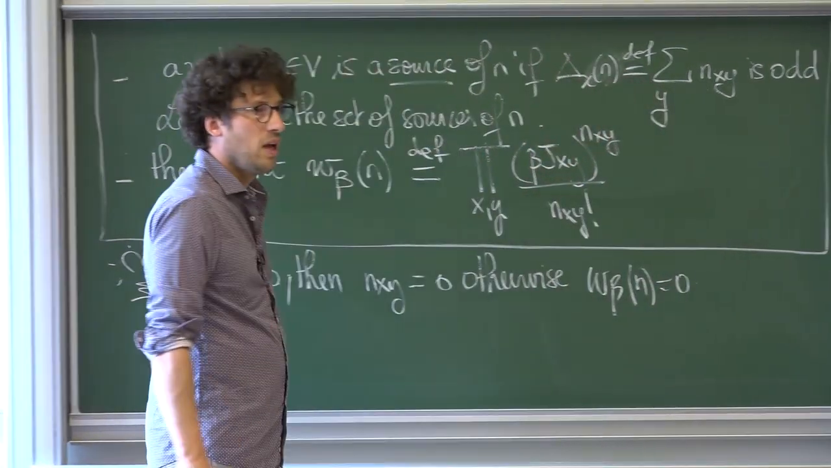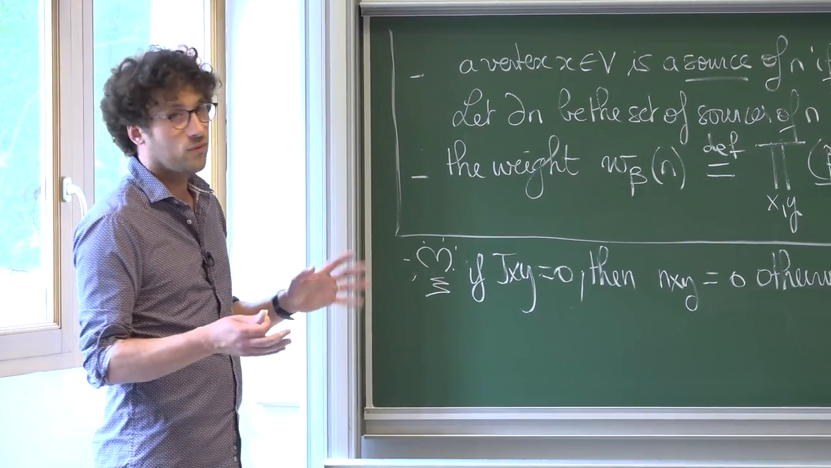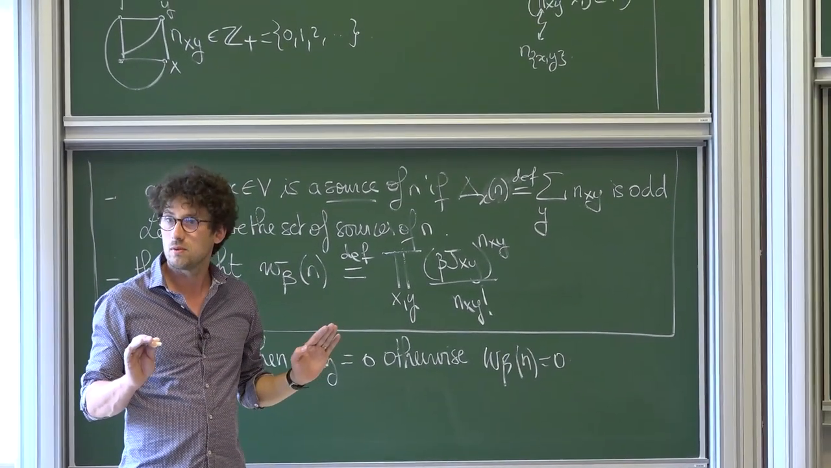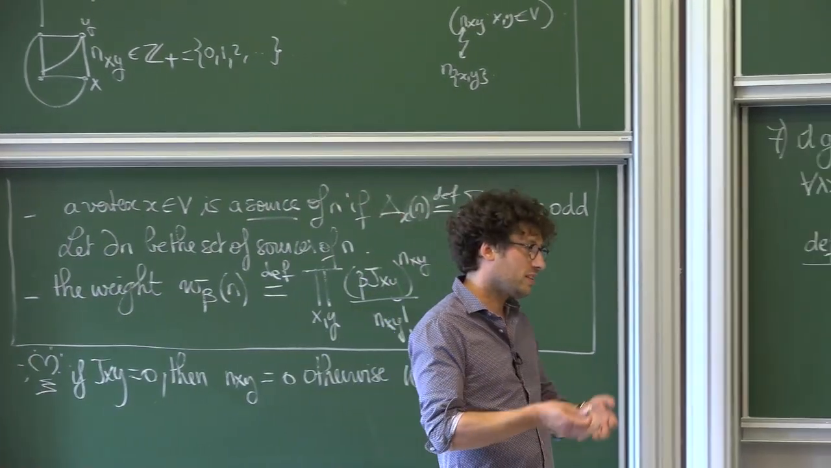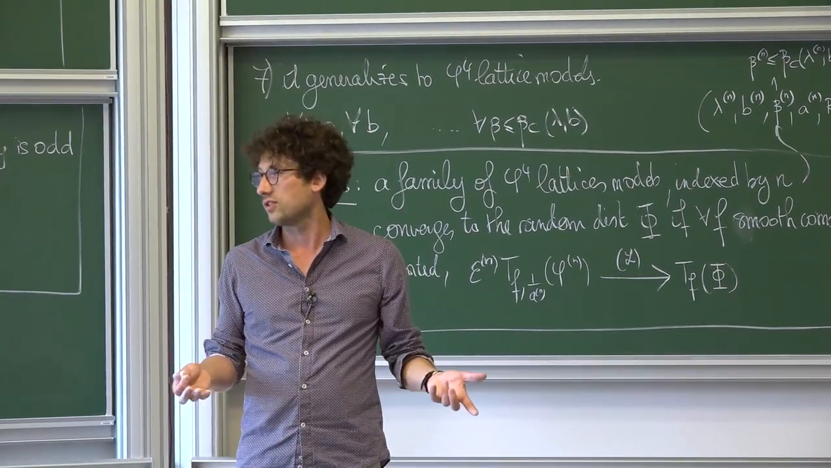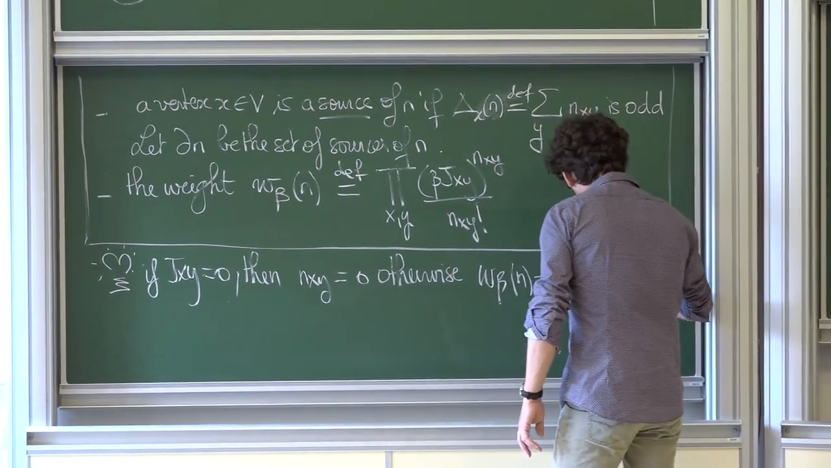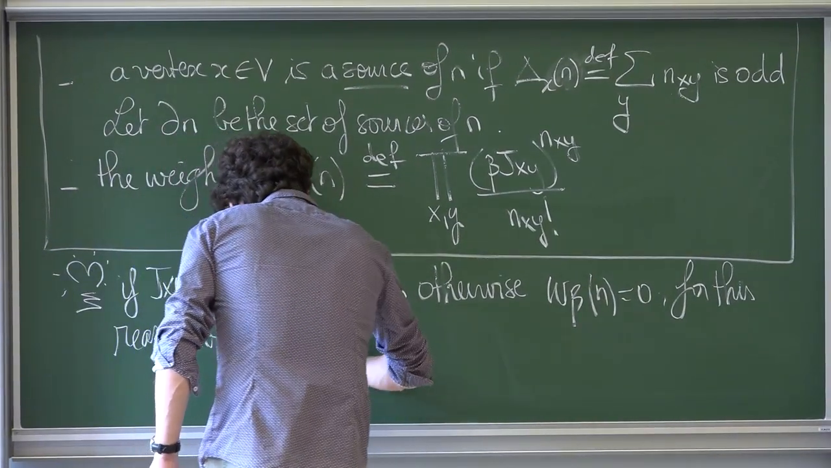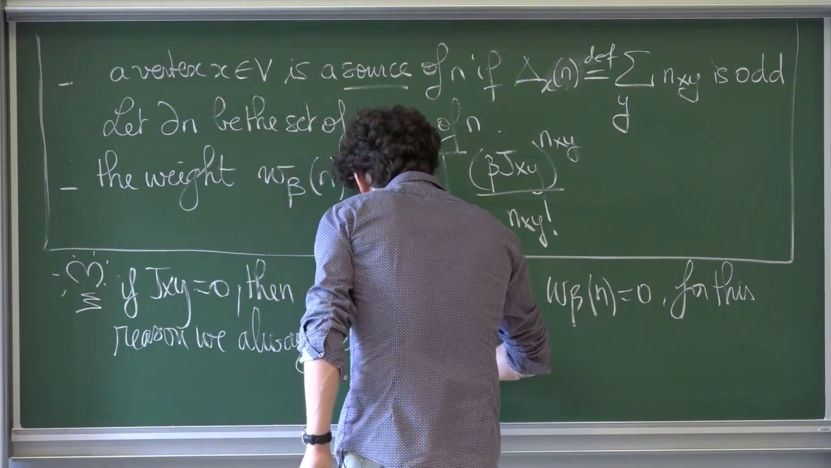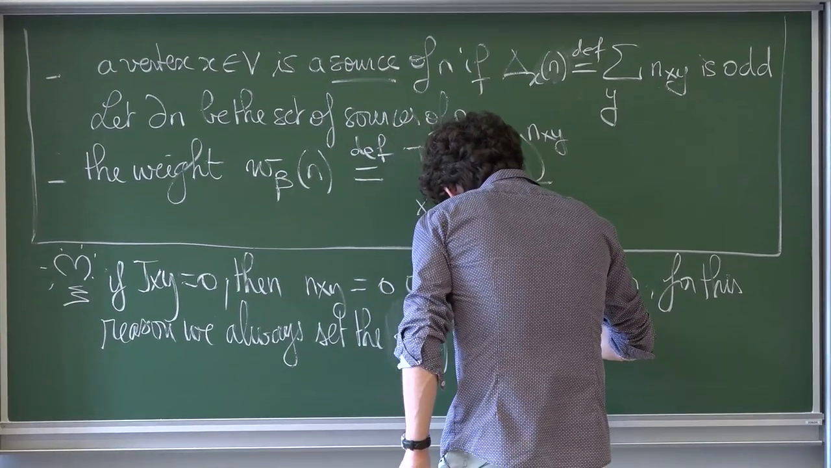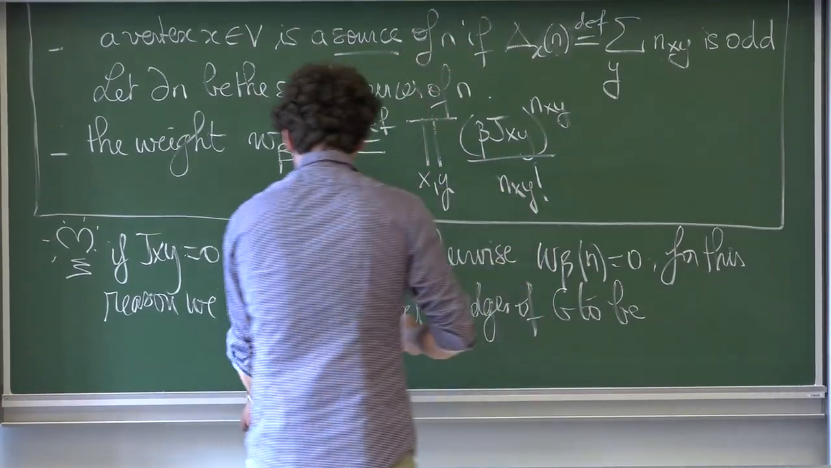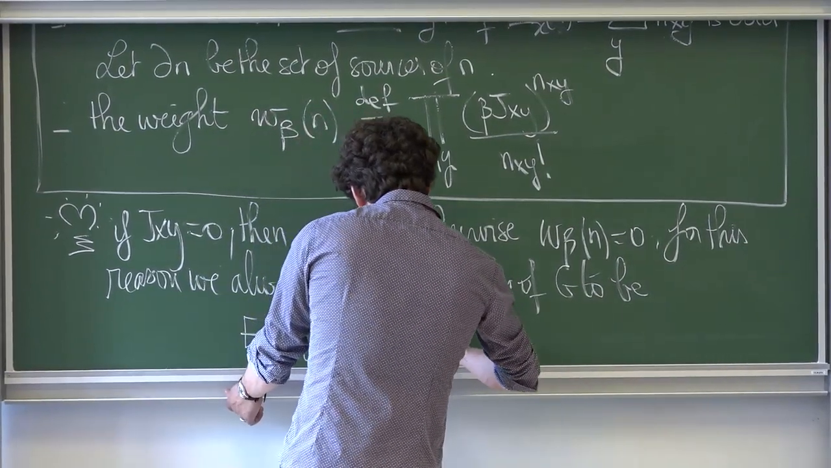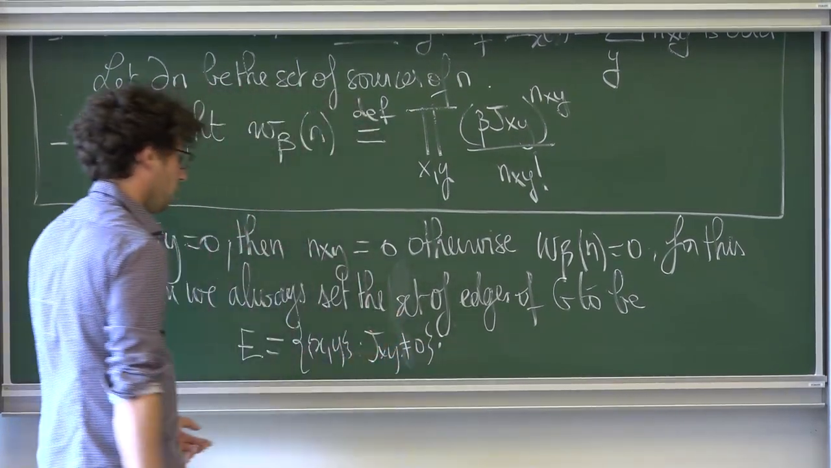Why do I say that? Because it's very natural to consider G as, for now I just use V, a graph where I only mention the set of vertices. So it's very natural to set the set of edges as being the set of pairs where jxy is non-zero. So for this reason, we always set the set of edges of G, which I will call E, to be the set of xy such that jxy is strictly positive. In fact, it's non-zero, but we will always look at strictly positive.